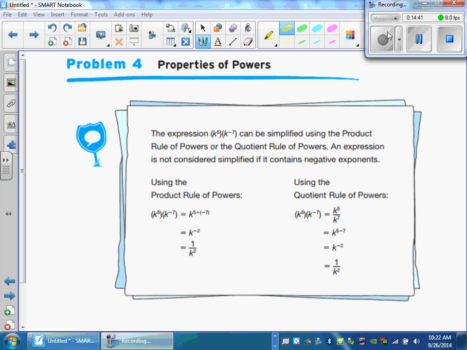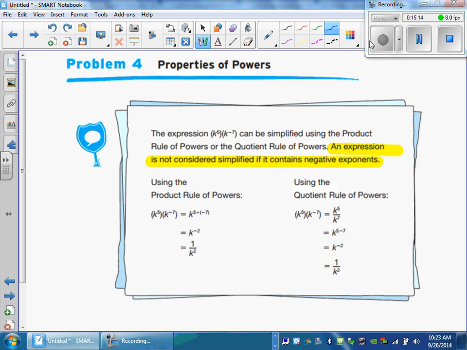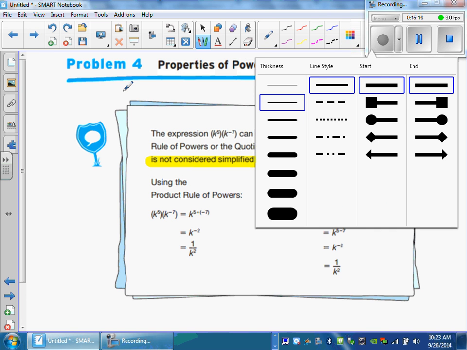All right, if we move on to page 709, problem 4's got a little explanation here for us. It says the expression k to the 5th power times k to the negative 7th power can be simplified using the product rule of powers or the quotient rule of powers. So there's two ways you can go about simplifying it. Something really important that I want you to highlight, star, underline, whatever you need to do to remember, it says an expression is not considered simplified if it contains a negative exponent. So those negative exponents have to be taken care of in order for a problem to be considered simplified.